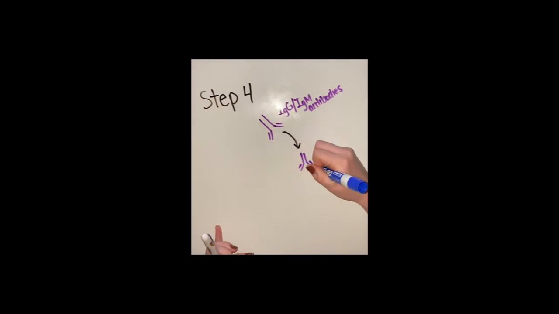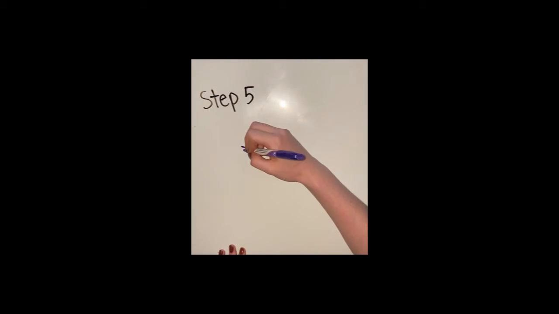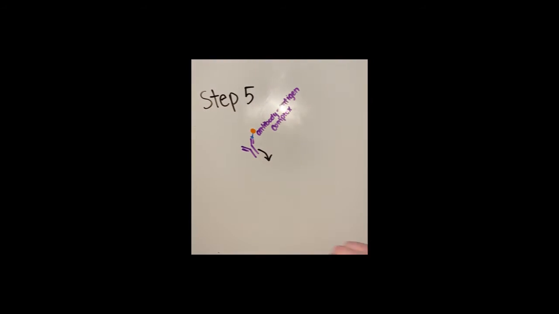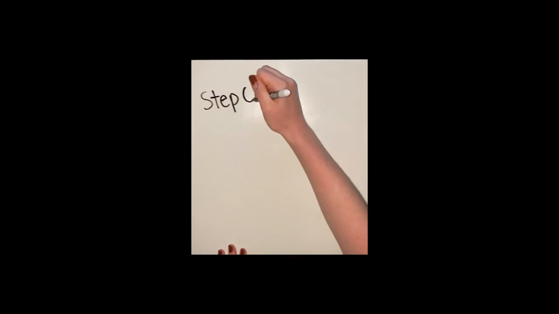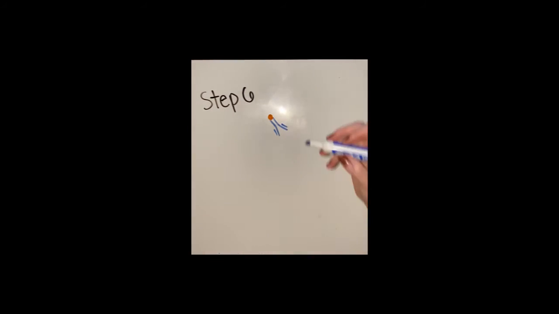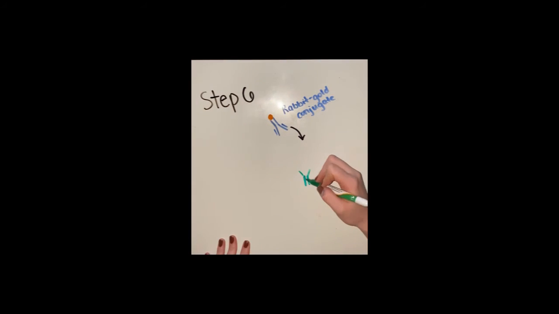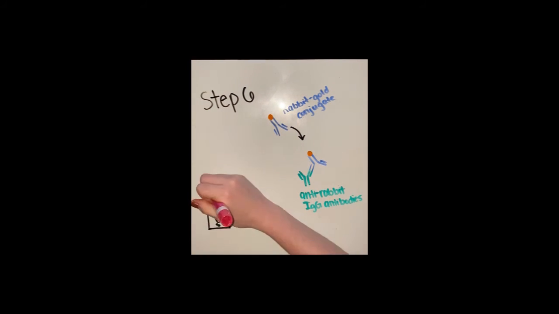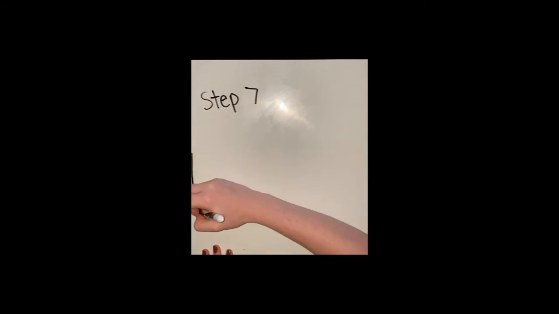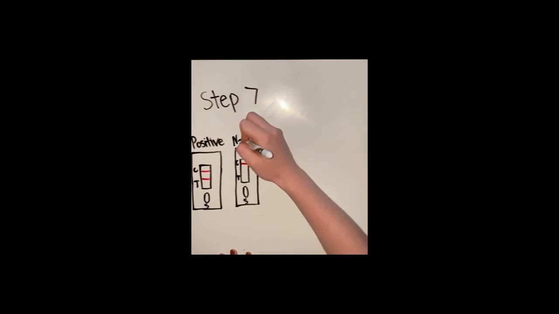Step 4. Antibodies specific to COVID-19 bind to full COVID-19 antigen conjugates. Step 5. The COVID-19 antibody-antigen complex binds to the IgM antibodies. Step 6. Rabbit antibody gold conjugate binds to anti-rabbit IgG antibodies. Step 7 is the results and how to interpret them.